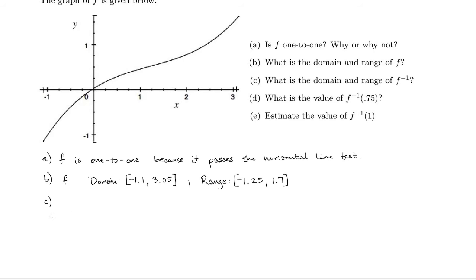For part C, for f inverse, we have a wonderful property that is, for inverse functions, our domain and range simply flip. So our domain of f inverse is the range of f. So from negative 1.25 to 1.7. And our range of f inverse is the domain of f. So negative 1.1 to 3.05.